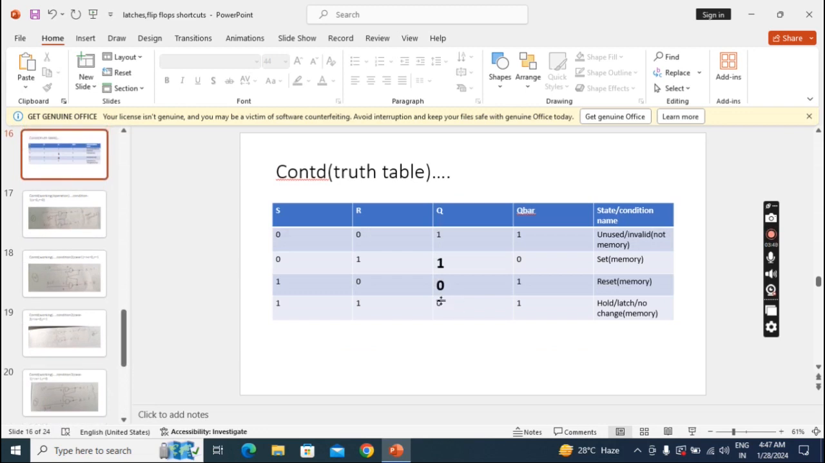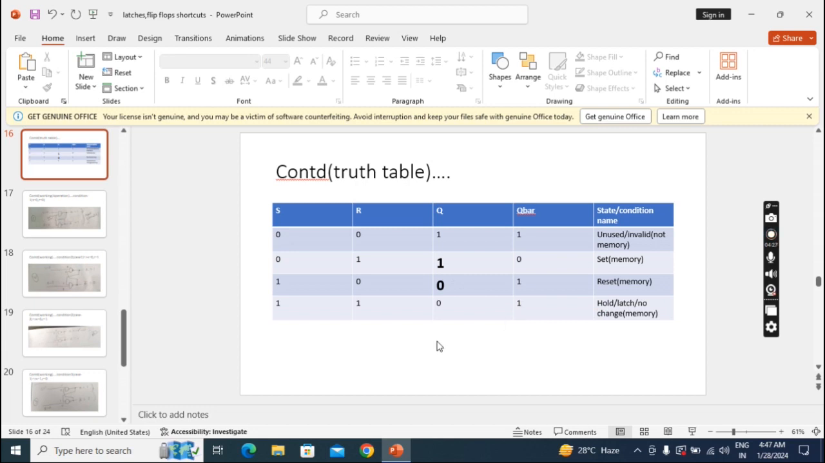So here, for input 1 1, I got Q 0, Q bar 1. When I observe this 0 1, we got it previously also, for condition 3. So for condition 3 and condition 4, we are getting the same output. So condition 4 maintains the same output as condition 3. In a sequential circuit, if you are maintaining the previous output, then we call it hold. That's why this is called hold or latch. There is no change, it is the same as previous.